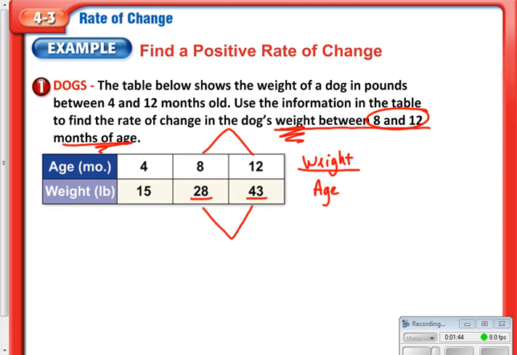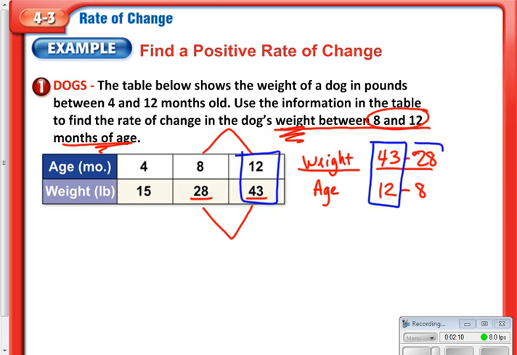Now we need to figure out that increase. Well, the weight would be 43, take away 28 to find that difference. The age would be 12 minus 8 to find that difference. Now if you look at it, these variables here, 43 and 12, correspond with one another in the table. That's how I'm pulling that out. 28 would correspond with 8 in that table. That's how we're taking that out.